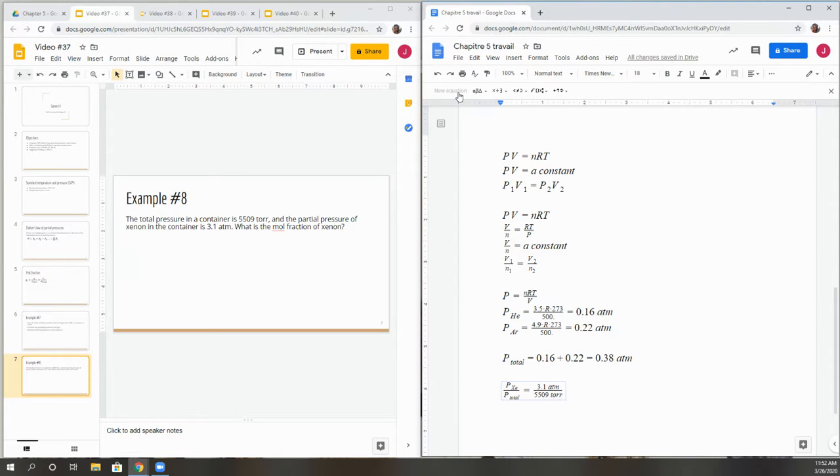They both have to be in the same unit. And I round to my lower number of sig figs. This is a unitless quantity. So the answer is just 0.43. What that means is that 43% of the gas molecules or atoms in this container are xenon, and then the rest is something else. We don't know what it is, but we know that it isn't xenon.